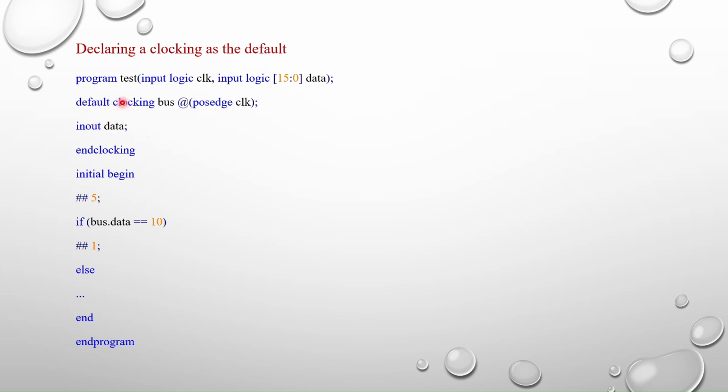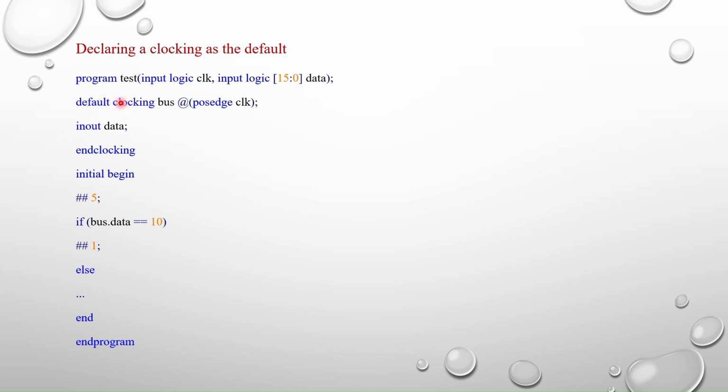But when we use the default keyword with the clocking block itself, then that clocking block is called a default clocking. That means when you have multiple clocking blocks with different clocks, the clocking block specified as default will be your default clocking block. Here I have used the default statement with the clocking block, so this bus is a default clocking block. If you use another clocking block such as clock 1 or clock 2, the clocking block specified with the keyword default is your default clocking block. So this is called a default clocking.